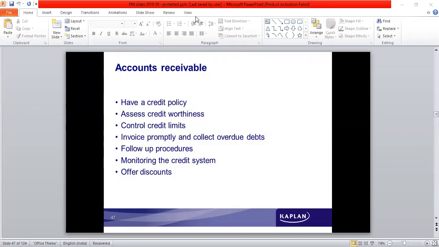Then have controls on credit limits. How much credit facility can be extended to a customer? So that is control credit limits. Then we see promptly invoice these transactions and collect any overdue debts.